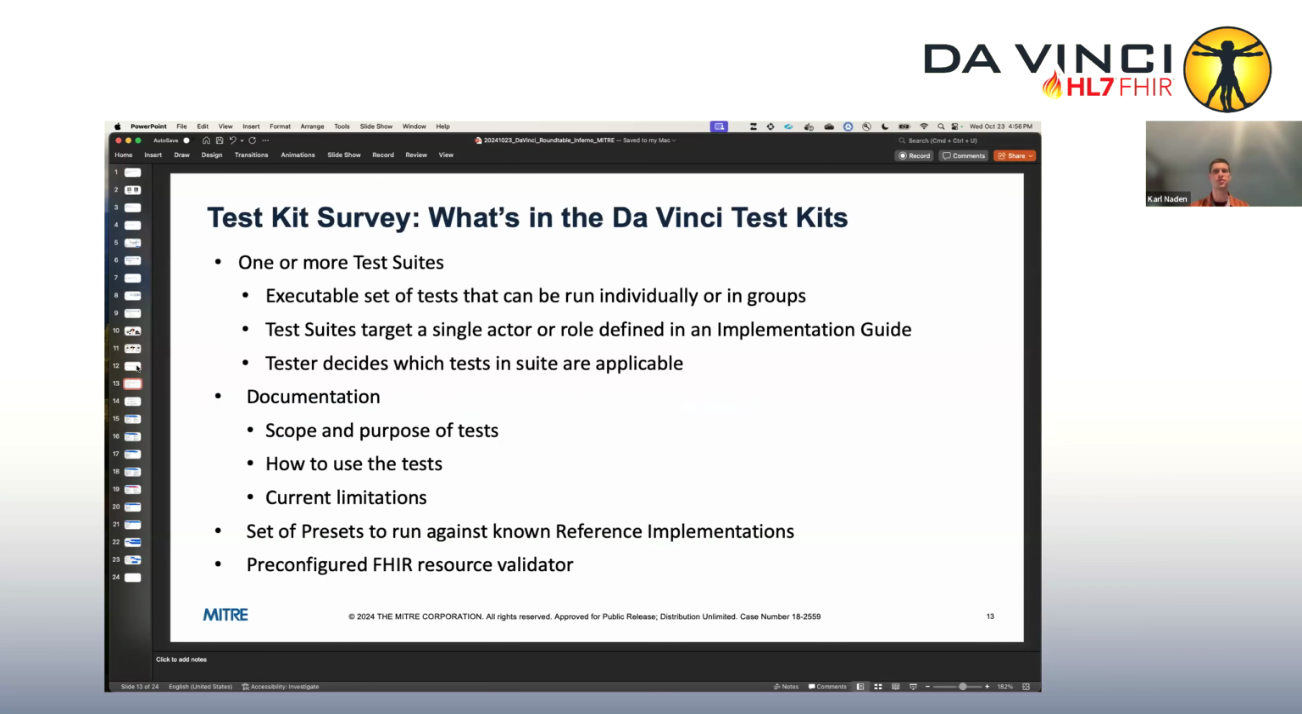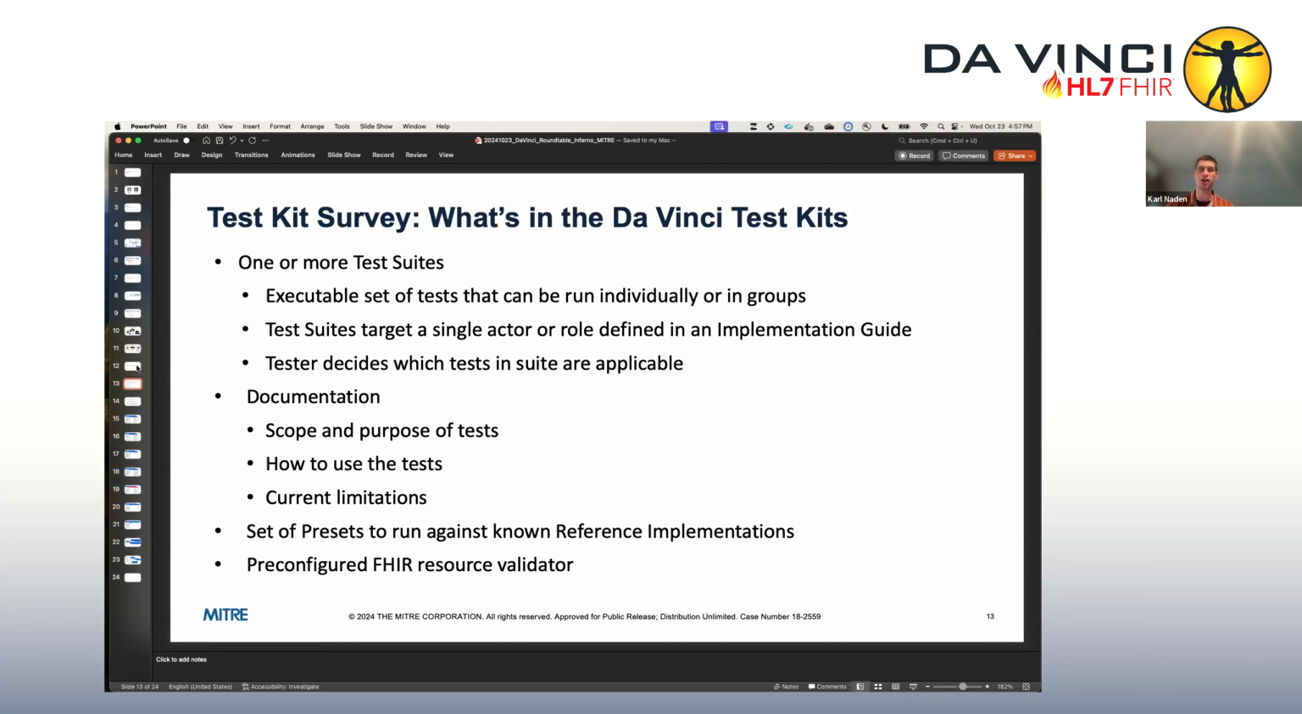So first, just a review of what is in each of these Da Vinci test kits. Each of them is built around a particular IG, and they have one or more test suites, each of which is an executable set of tests that can be run individually or in groups. We mostly executed groups of tests in this case, but in some cases you can run individual things. The test suites each target a single actor or role defined in an implementation guide. And the tester has a lot of control over which tests in the suite are applicable and they want to run.